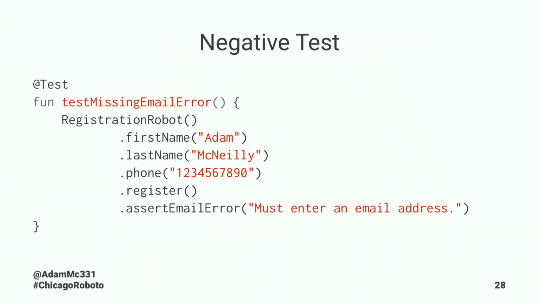But this is what a negative test would look like then, where since register still returns a registration robot for me, I could just run my assertions right at the end.